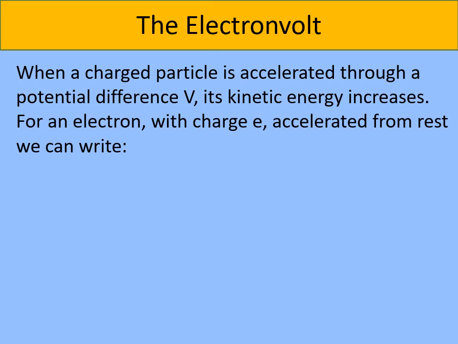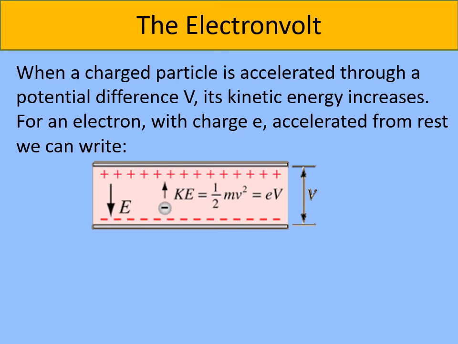When a charged particle is accelerated through a potential difference V, its kinetic energy increases. For an electron with charge e accelerated from rest, we can write the following equation: the kinetic energy, KE, is equal to half mv squared, as we know, which is also equal to eV. Now we can rearrange this equation to give the electron speed v.